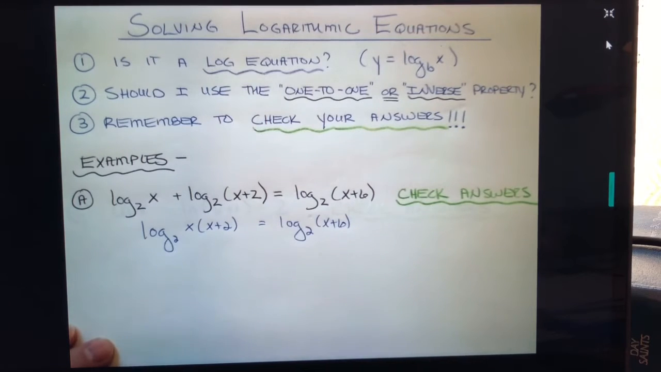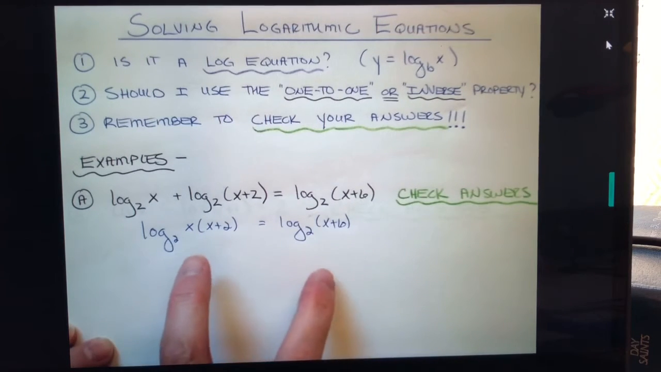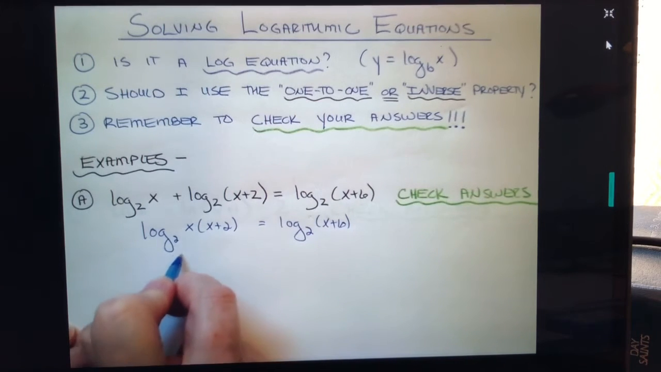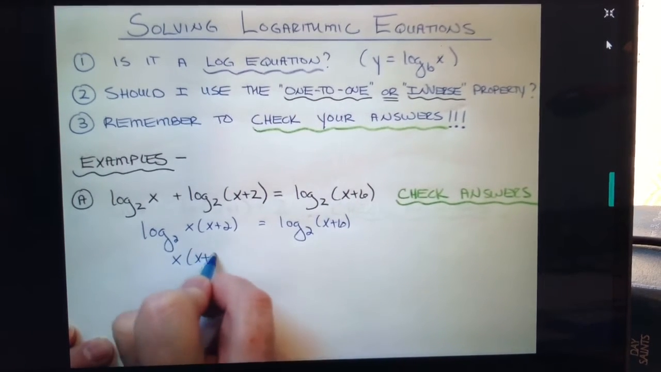So I can proceed with the 1 to 1 process, which says I'm allowed to take these arguments and just pull them out and create an algebraic equation, actually.